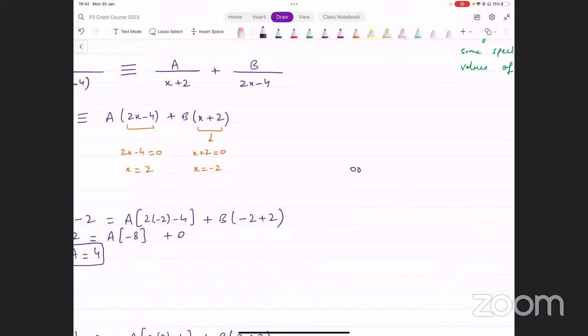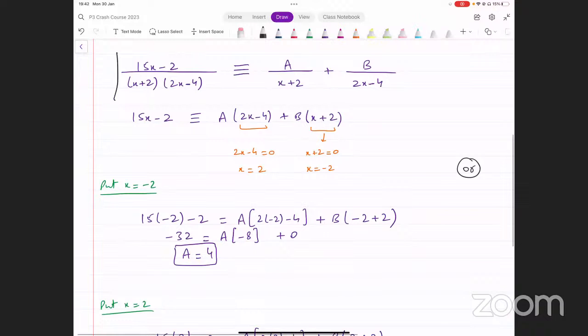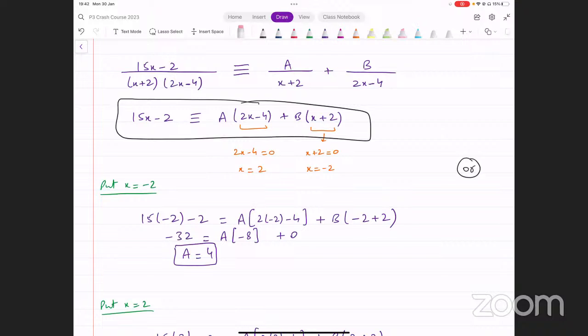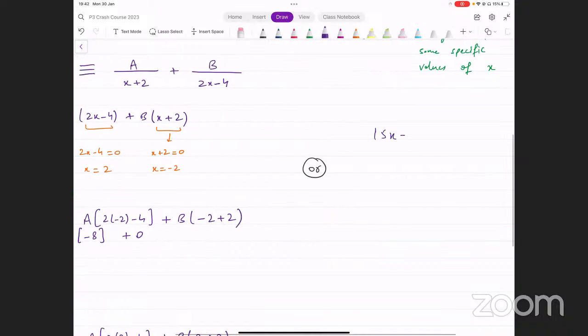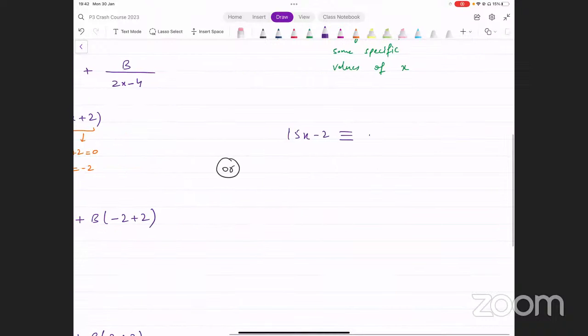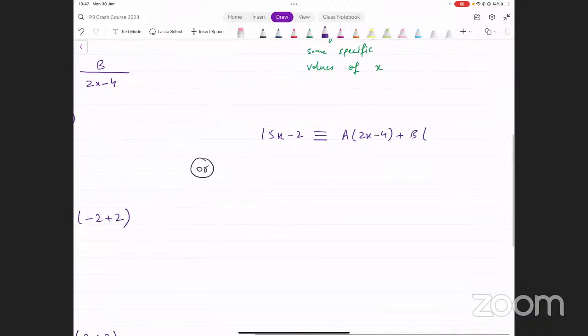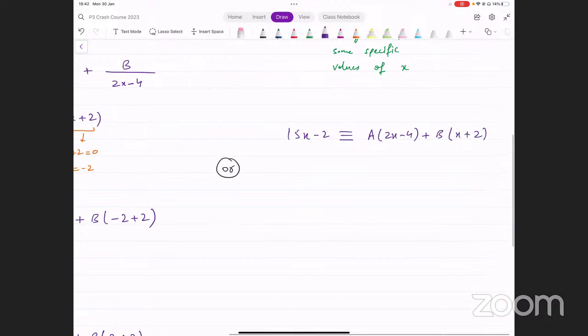So until this point, where you have these two fractions and you have gotten to this step, it's exactly the same. There's nothing new until this point. So let's start from this. We've got 15x minus 2. That's identical to a into 2x minus 4 plus b into x plus 2. Okay, this is what we have. Until this point, it's all the same.